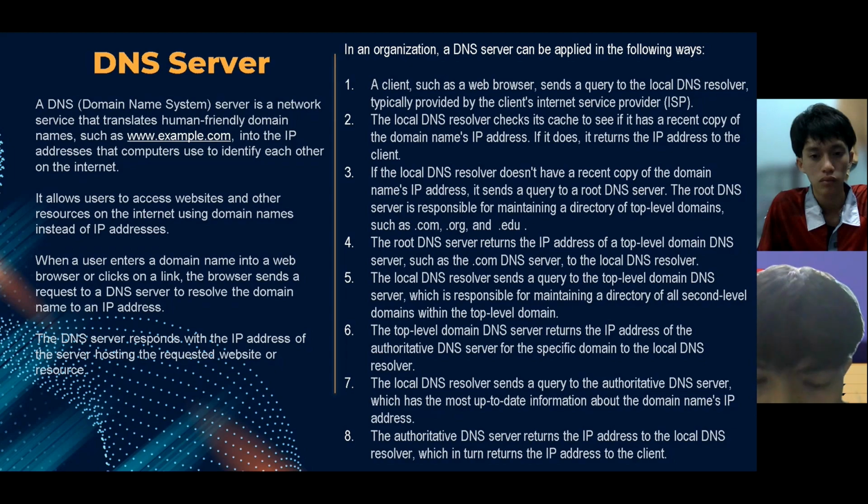The sixth step was the top-level domain DNS server returns the IP address of the authoritative DNS server for the specific domain to the local DNS resolver. The local DNS resolver sends a query to the authoritative DNS server, which has the most up-to-date information about the domain name's IP address. Lastly, the authoritative DNS server returns the IP address to the local DNS resolver, which in turn returns the IP address to the client.